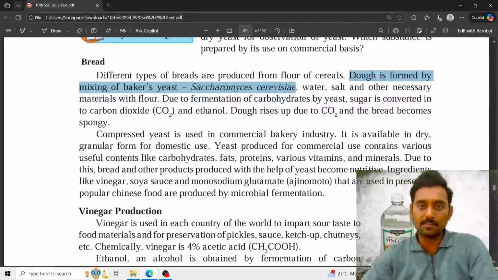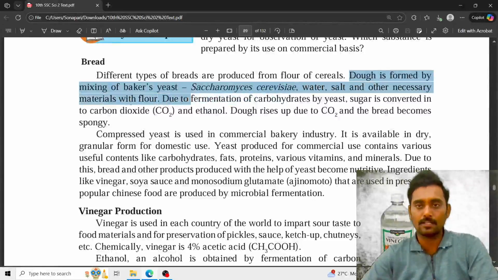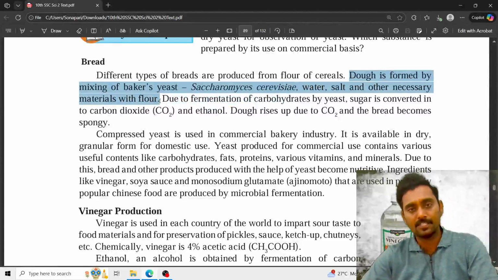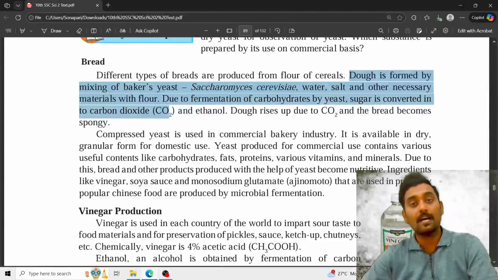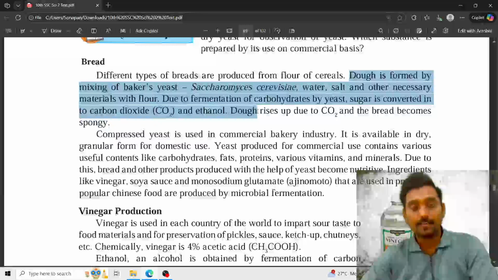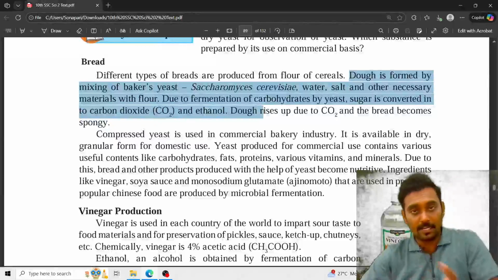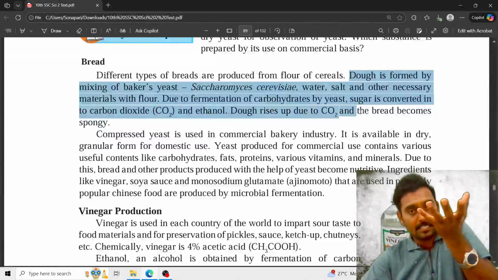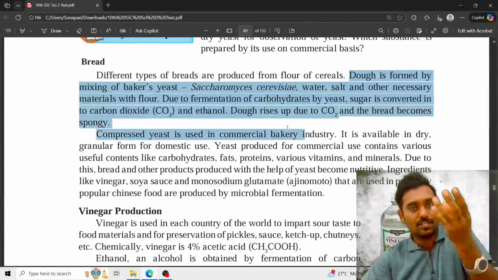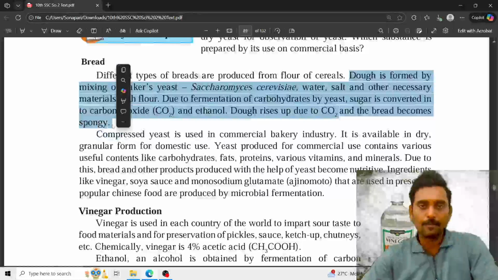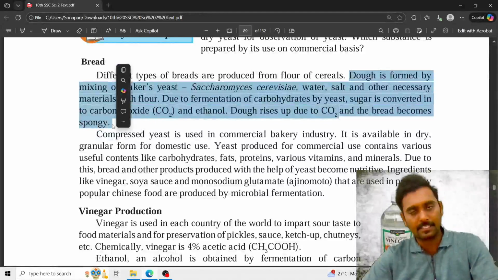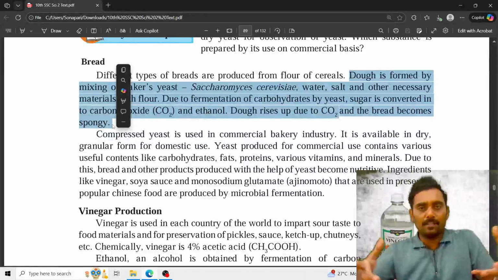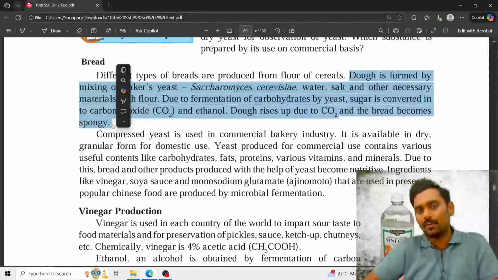So Saccharomyces cerevisiae, water, salt and other necessary material are mixed with flour, and after that, due to fermentation of carbohydrates by yeast, sugar is converted into carbon dioxide gas and ethanol. The dough rises due to carbon dioxide gas and becomes spongy, very soft. Because of the fermentation process, the carbon dioxide gas and ethanol, it becomes fluffy. So the bread is very soft in nature.